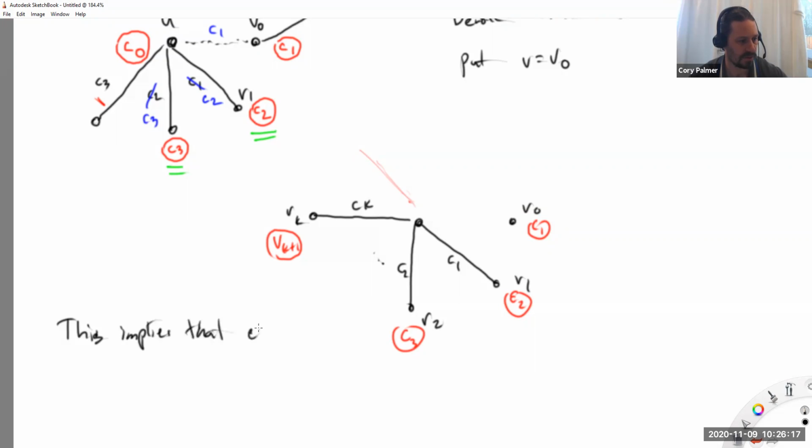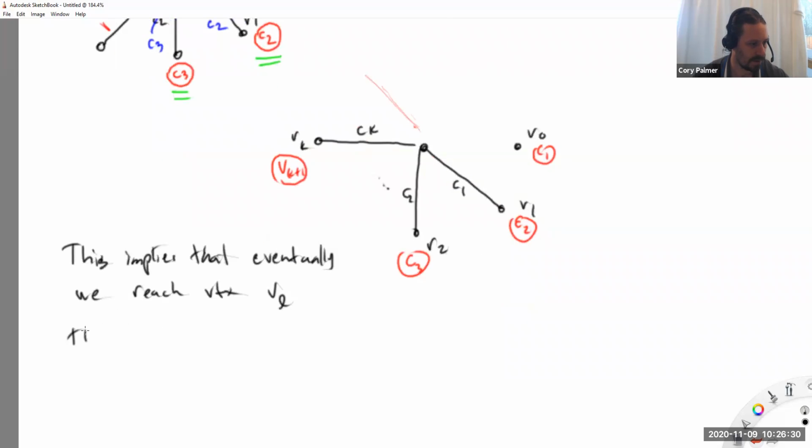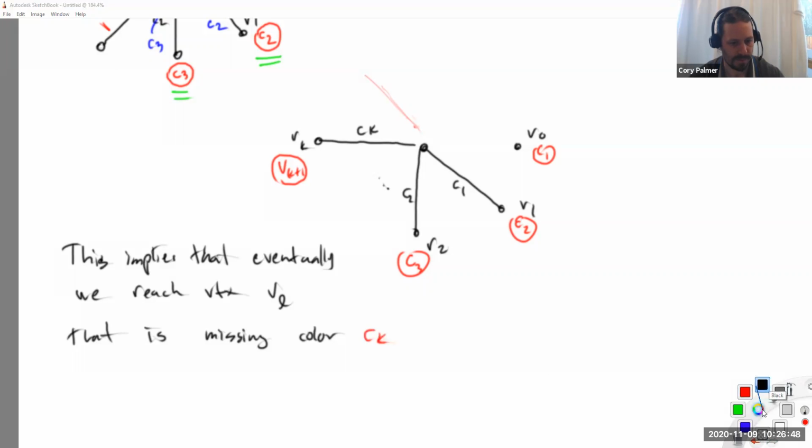So this implies that eventually we reach vertex, let's call it VL, that is missing color, let's say CK. Let me put that in red just to be consistent here. That appears among colors C0, C1 up to CL.